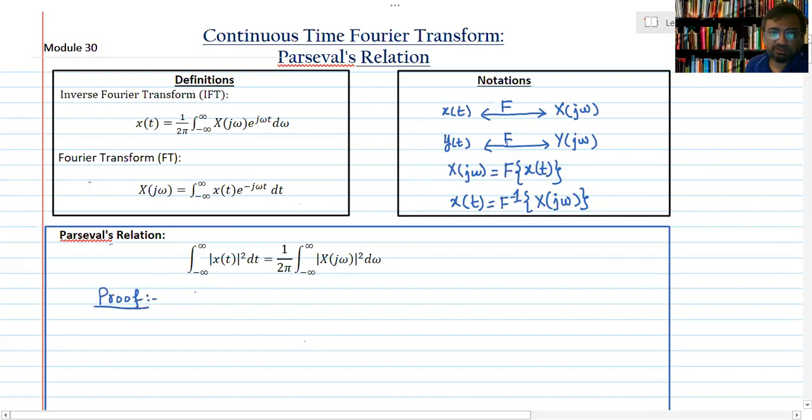To prove it, we start from the left-hand side: the integral from minus infinity to infinity of magnitude of x(t) squared dt. We can write it down as x(t) multiplied by x conjugate (t) dt. And now we replace x conjugate (t) by its inverse Fourier transform.